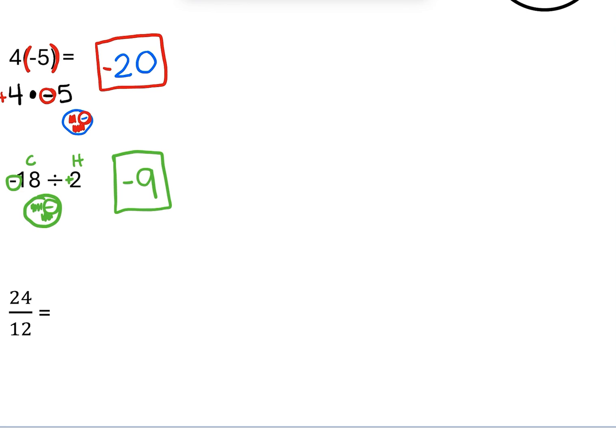Okay, last one. 24 over 12 means to divide, so cowboy and horse. 24 divided by 12 is 2. And notice there are no negatives. Integer man doesn't have 2 positives, sorry, doesn't have two positives. That's because we cannot use him if there's no negatives. This is regular division like we've been doing all year long. So my answer is 2. Multiply and divide like normal, but use your integer man.